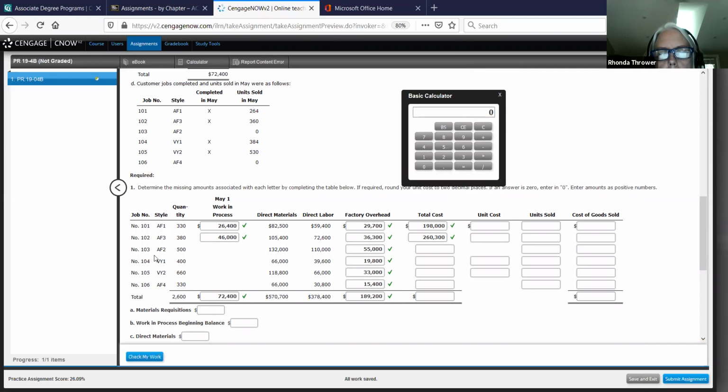On the next job, 103, notice there is no beginning work in process. That's because we started at this period. And we started this job by adding materials of $132,000 plus direct labor of $110,000. My goodness, I don't know what's happening with the slides here. Let me try this again.